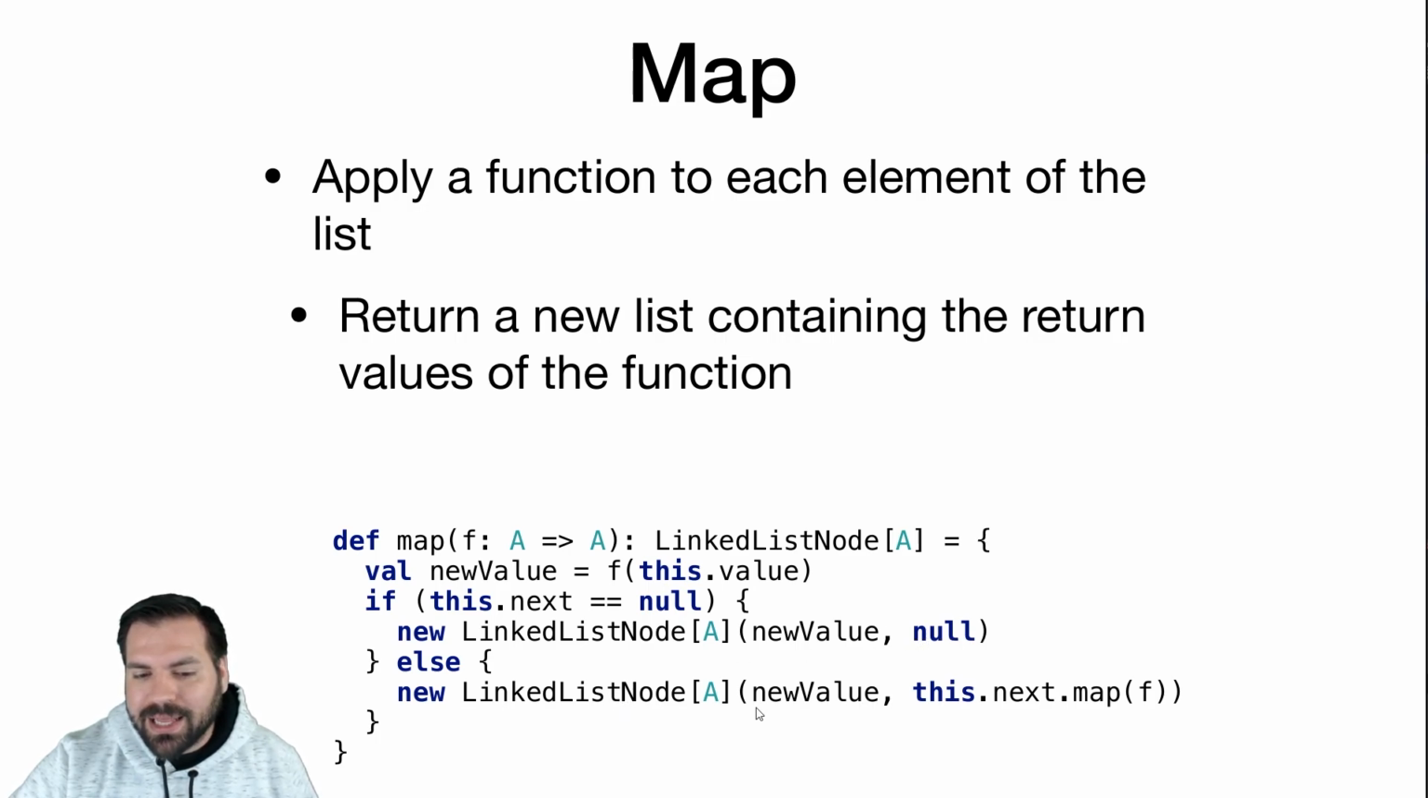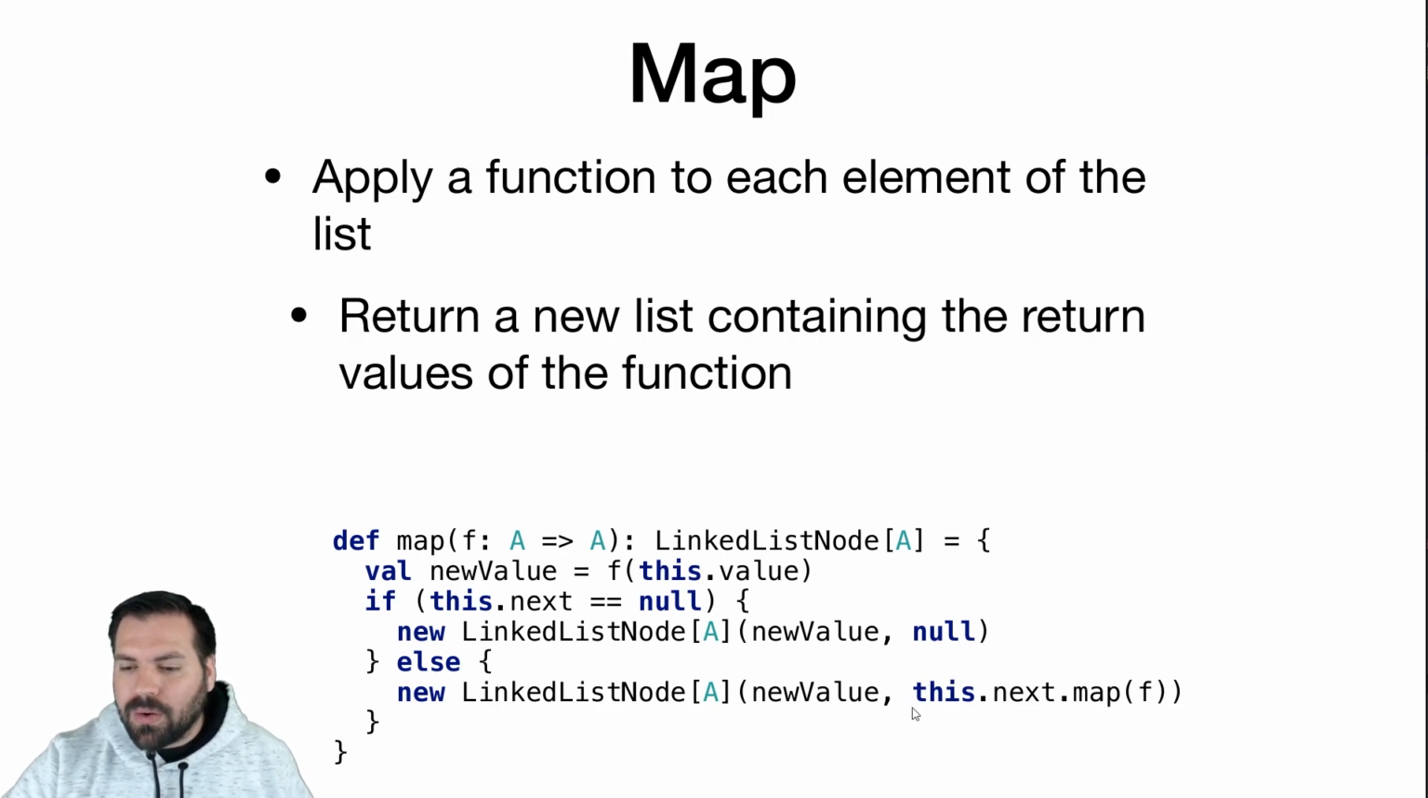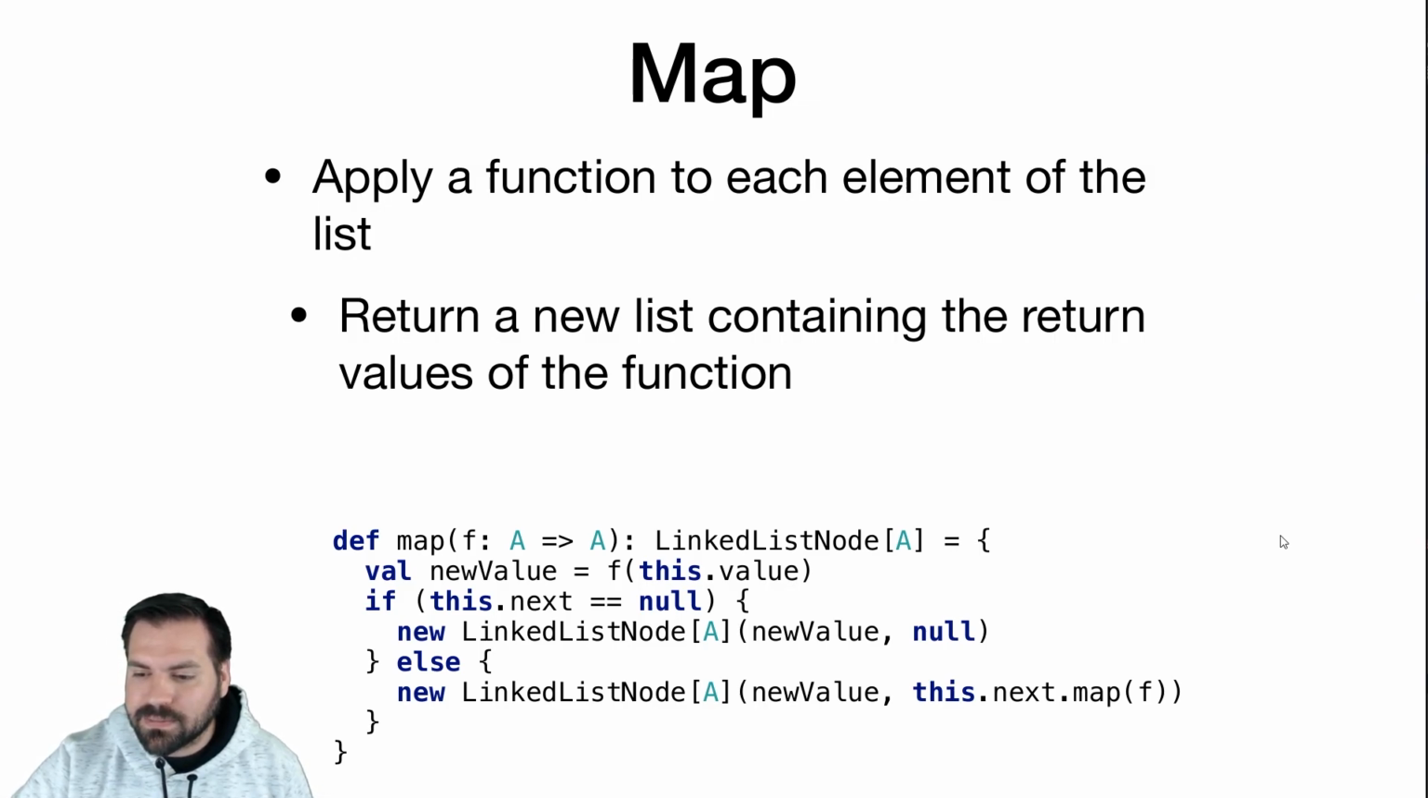And if we're not at the end of the list, next is going to be a recursive call to map on the next node. So this is going to return a new linked list node with everything after this element having the new list with the function for map applied to it. Then we're going to create a new linked list node with our new value with the next of the rest of the list.